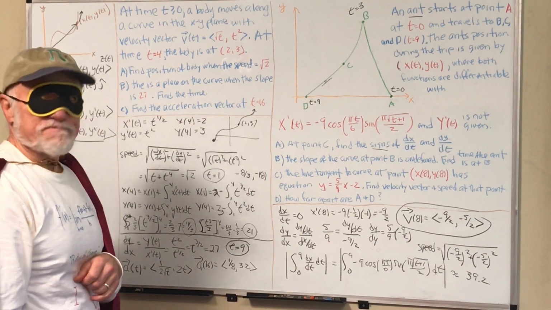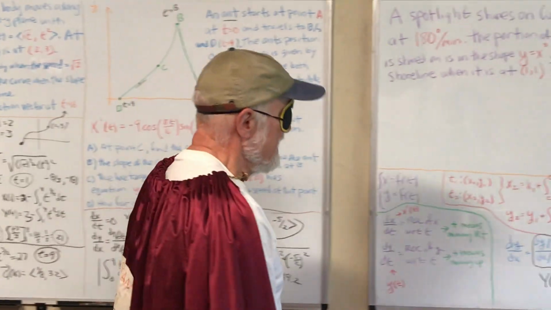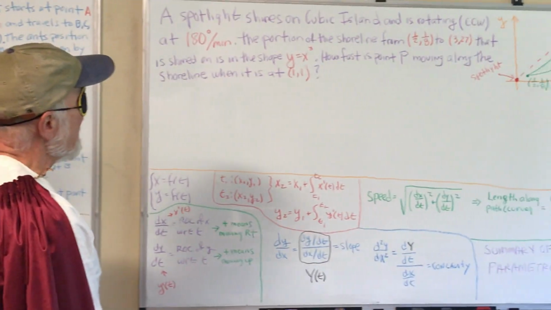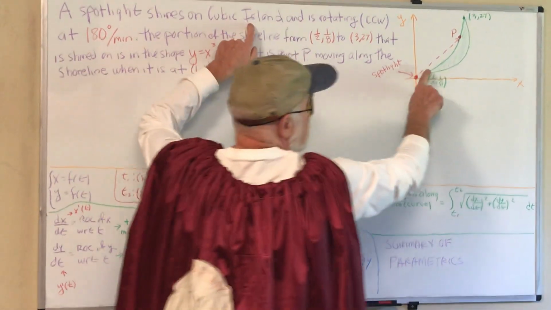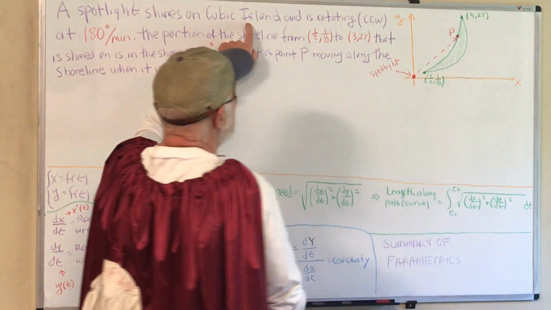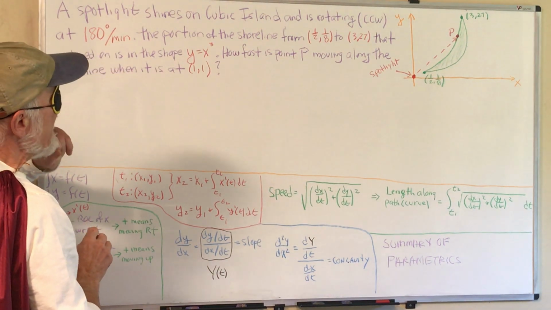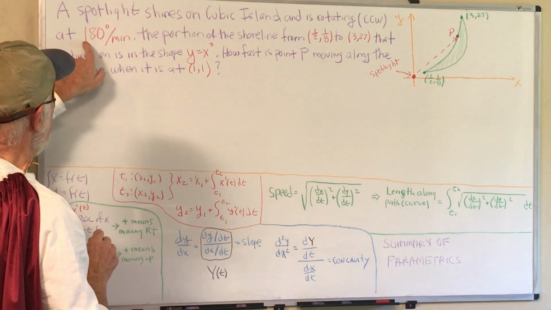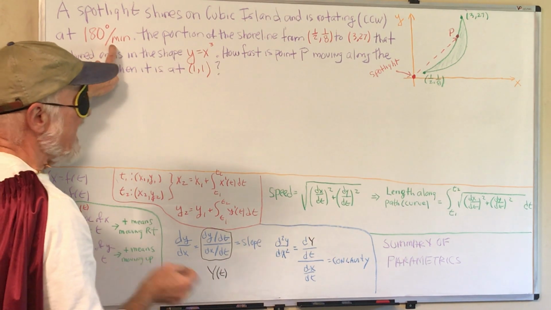So, let's go to one more problem. A spotlight shines on Cubic Island. So this green is a portion of Cubic Island and is rotating at 180 degrees per minute. And it's doing it counterclockwise.